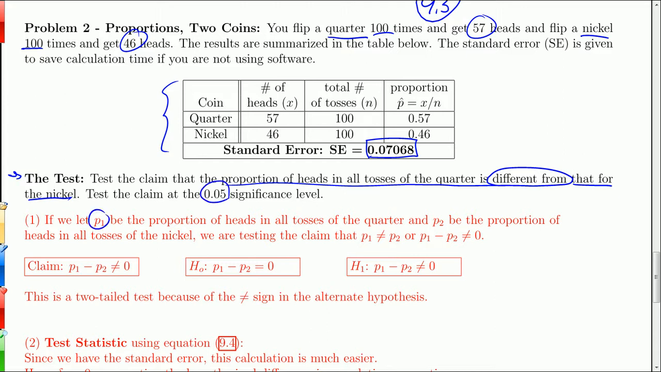So if I let P1 be the proportion of heads in all tosses of the quarter, and P2 be the proportion of heads in all tosses of the nickel, we are claiming that P1 does not equal P2, right? We're claiming the proportion of heads in all tosses of the quarter is different from, that means not equal to, P2. But again, I have to have an actual number on the right-hand side, so I subtract P2 from both sides, and my claim is P1 minus P2 does not equal 0. My null hypothesis gets the equality. My alternate hypothesis supports the claim, and I have a two-tailed test on my hands here.